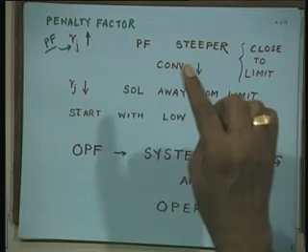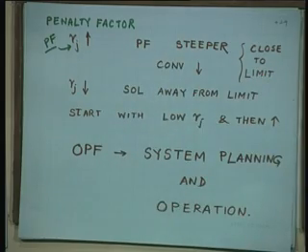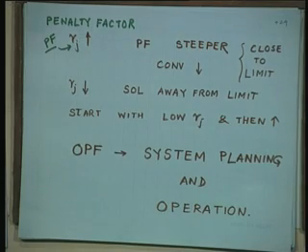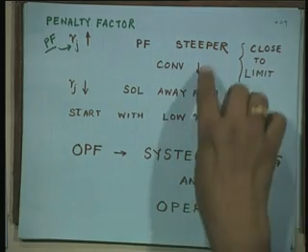So the penalty factor, if you choose a very steep value, what will happen? It will be a very stringent value. It will remain close to the limit. The rigid limit I have plotted as vertical lines. So it will remain close to them, but there are problems with convergence.